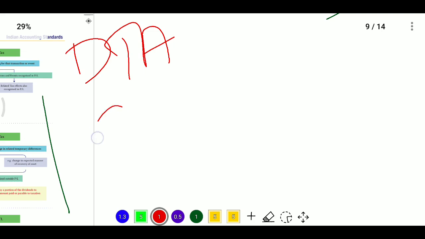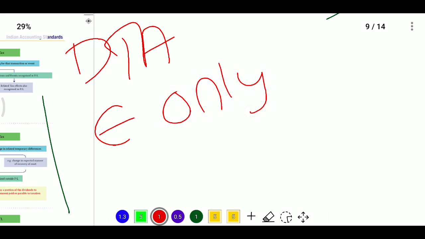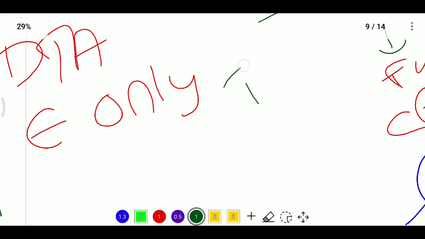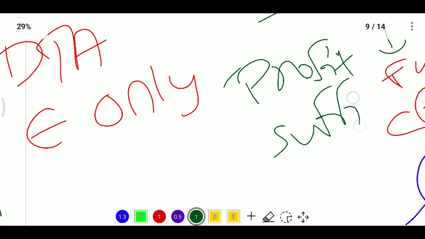Firstly, the entity should recognize DTA only if it is probable that there would be sufficient taxable profits in future. If we assume sufficient profit will be there in future, then and only then you need to create the DTA. If the entity anticipates losses in future, that is no profits in future, then how is DTA recognized?